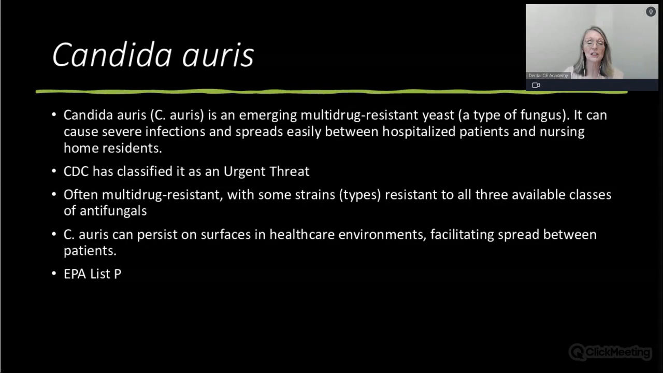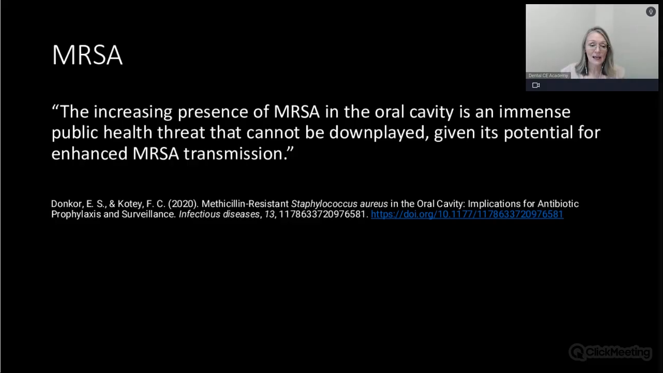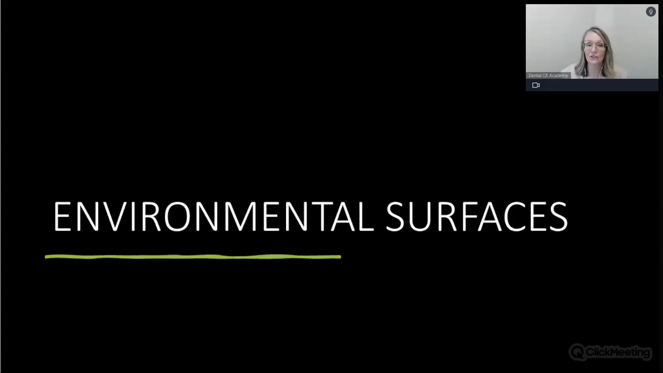Candida auris, of course, is an emerging multi-drug resistant yeast, a type of fungus causing severe infection and death. It can persist on surfaces in healthcare environments for a very long time, and it's classified as an urgent threat. So is Clostridium difficile. It's one of four antimicrobial resistant urgent threats, with the largest mortality rate, 30,000 every year in the US. MRSA, with its increasing presence in the oral cavity, is an immense public health threat that cannot be downplayed given its potential for enhanced MRSA transmission.